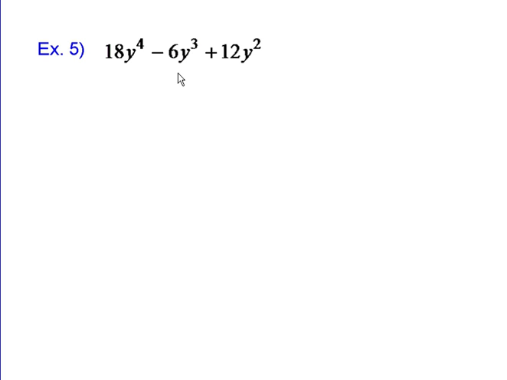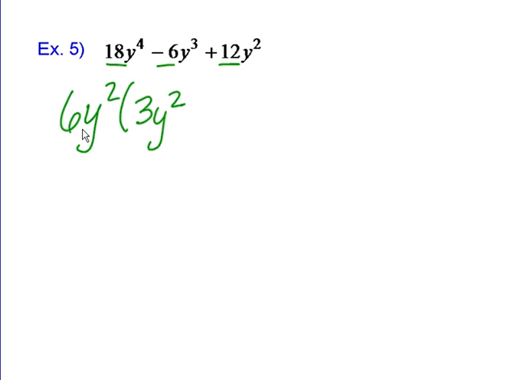So 18y to the fourth minus 6y to the third plus 12y squared. I have 18, 6, and 12. 6 is the greatest common factor. Then the most I can take out are 2 y's, so we'll pull out 6y squared because they all have a y in common. 6 times 3 is 18. I need 2 more y's, so that becomes y squared. I need a negative 1 here because 6 times negative 1 will give me negative 6, and I need 1 more y. 6 times 2 is 12, and I need no more y's at that point.